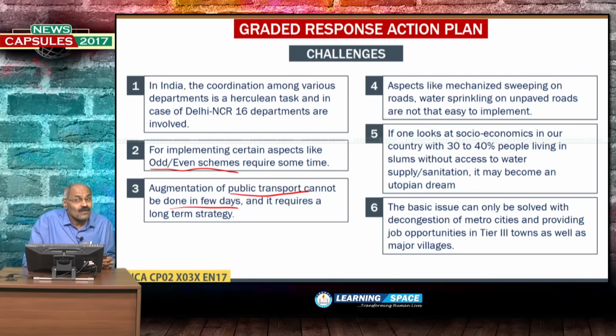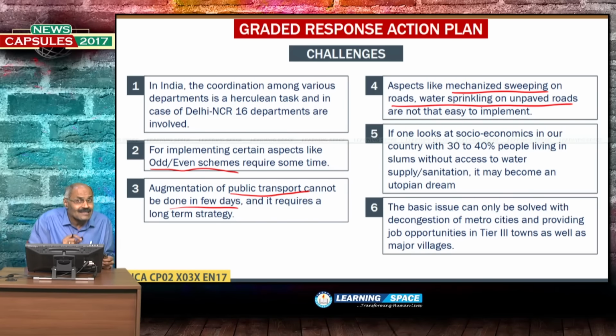There is mention of augmenting public transport like bus and metro. It is not that easy to augment bus or metro services at short notice, and this must have a long-term strategy. These things cannot be done overnight. Then aspects like mechanized sweeping of roads and water sprinkling on unpaved roads are not that easy to implement.